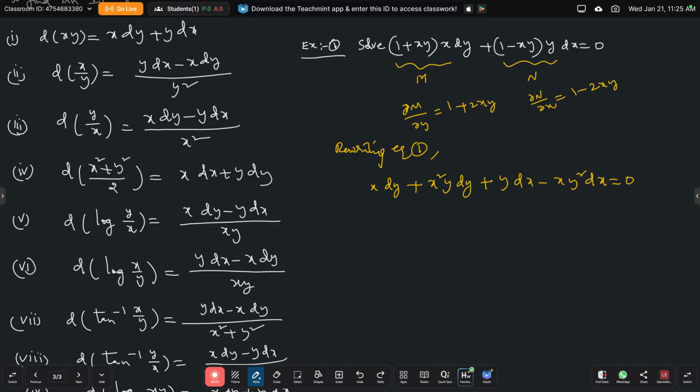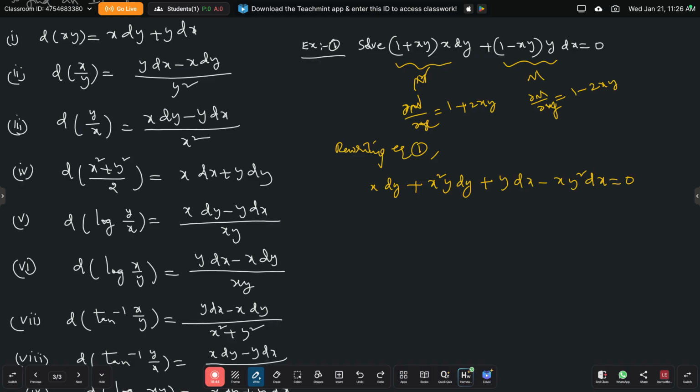Just a small correction, this will be M, and this will be N, because this is given as M dx plus N dy is equal to 0 anyway. So you can make that correction, no problem in that. So this is actually the M and this is the N. So N with respect to x and M with respect to y, they are not equal.